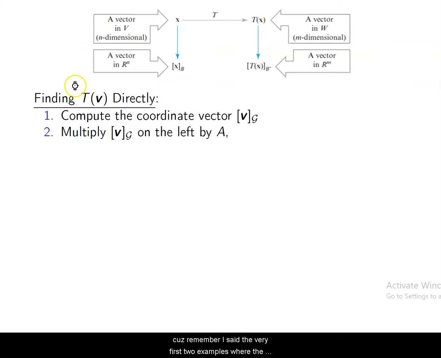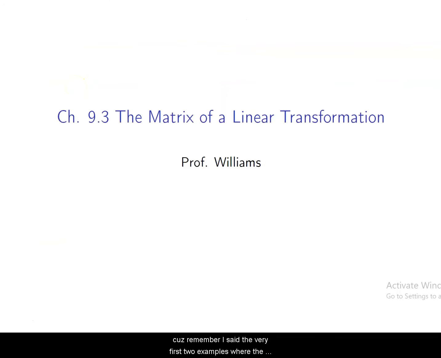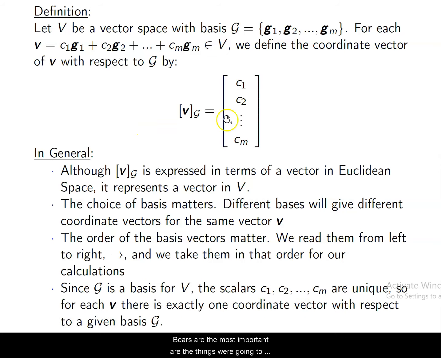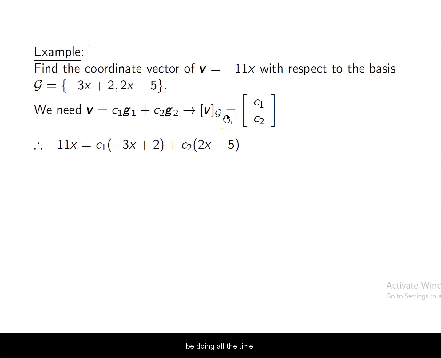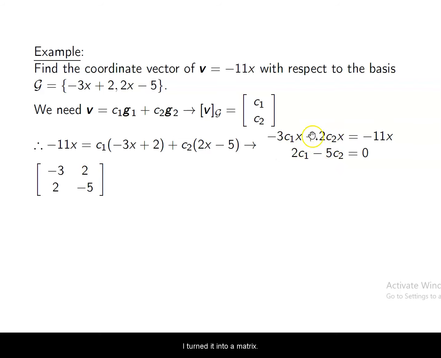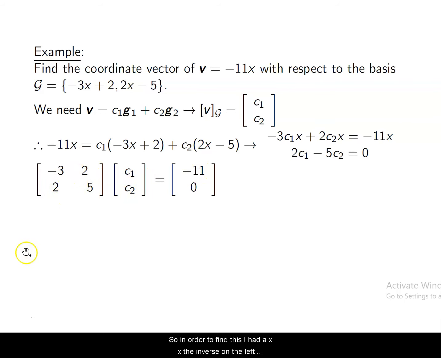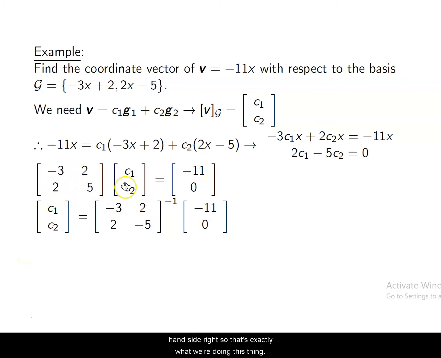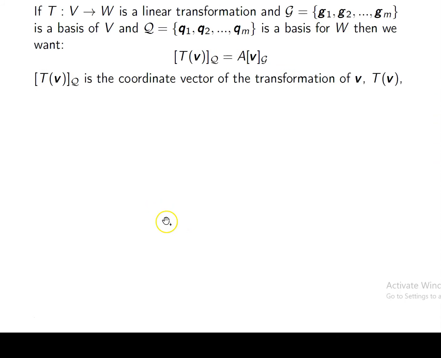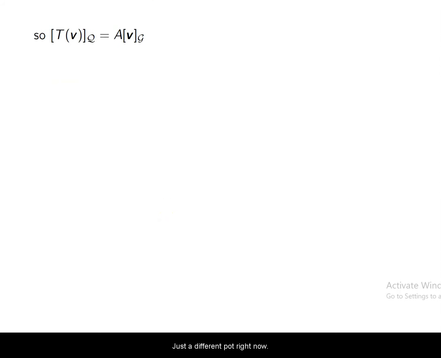So just so that we're clear, remember, I said the very first two examples were the most important. They're the things we're going to be doing all the time, right? I needed this in terms of that, so I wrote it as two equations. I turned it into a matrix times my scalars equals my result. So in order to find this, I had to multiply by the inverse on the left hand side, right? So that's exactly what we're doing, this thing, but for just a different problem right now. Okay.